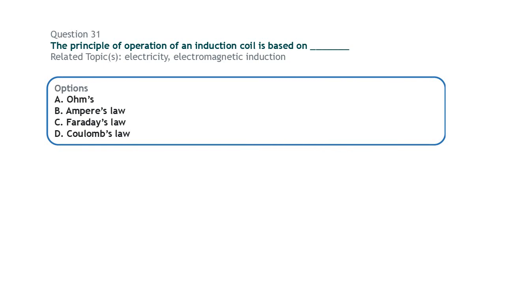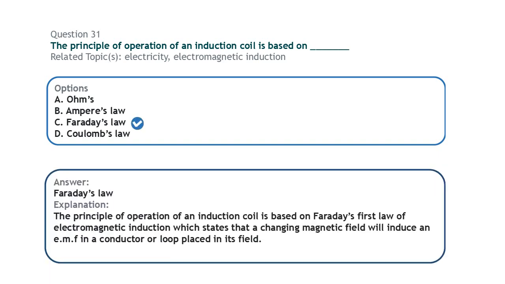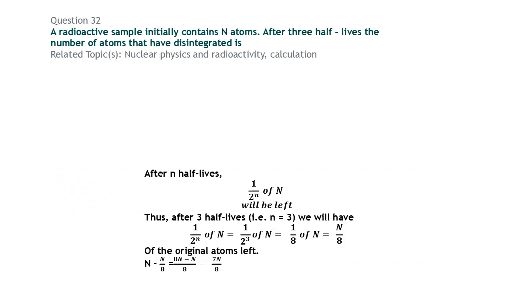Okay, next on electromagnetic induction. The principle of operation of an induction coil is based on Faraday's law. So we have what we call Faraday's law of electromagnetic induction, which states that a changing or varying magnetic field will induce an EMF in a conductor or a loop that is placed in its field. So we have Faraday's law, and that is what the principle of operation of an induction coil is based on.